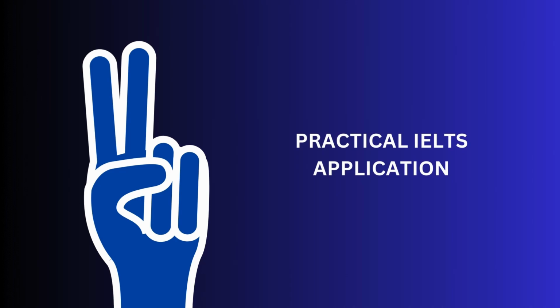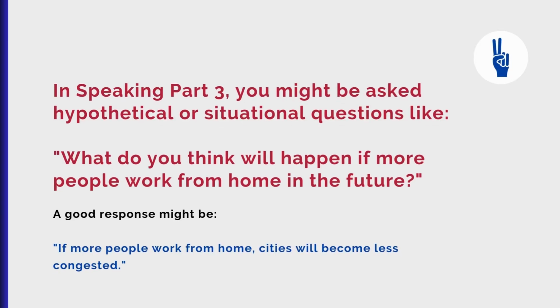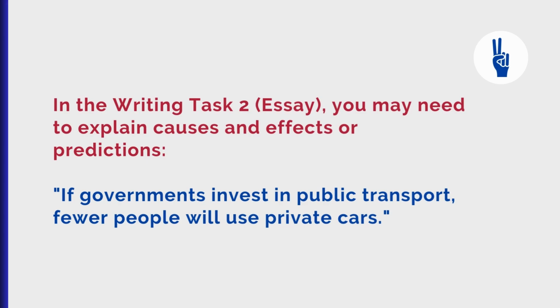Understanding and using zero and first conditionals helps with the speaking and writing sections of the IELTS exam. In Speaking Part 3, you might be asked hypothetical or situational questions like, what do you think will happen if more people work from home in the future? A good response might be, if more people work from home, cities will become less congested. In the Writing Task 2 essay, you may need to explain causes and effects or predictions. If governments invest in public transport, fewer people will use private cars. Using conditionals demonstrates grammatical range and accuracy, which are key scoring criteria.